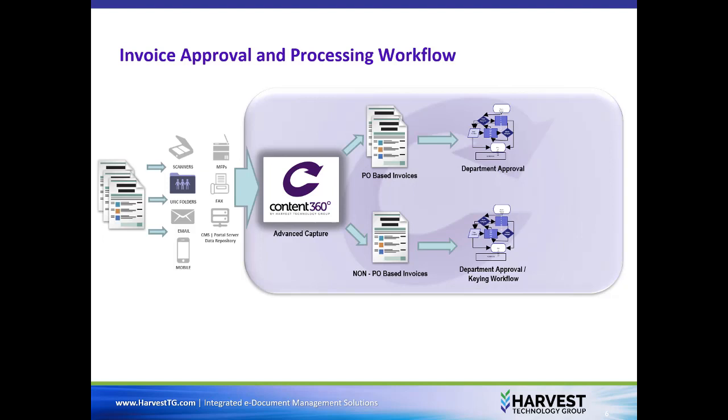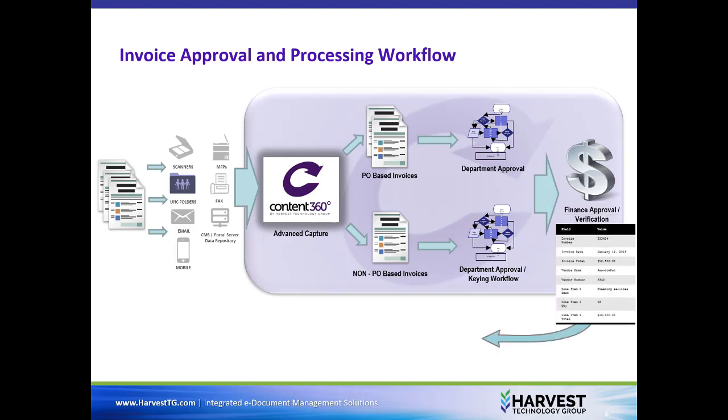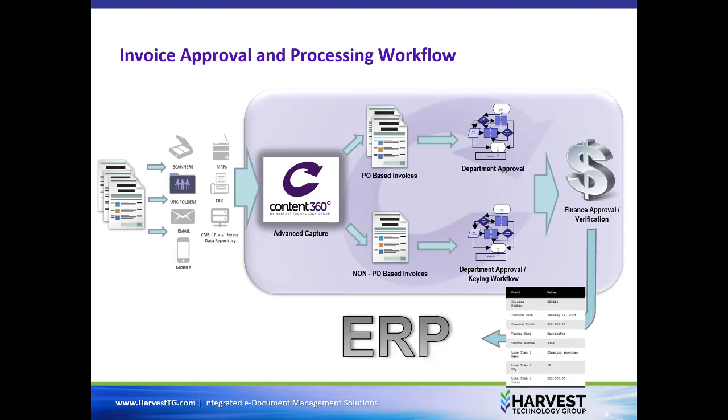Once the approvals have been received, the invoice can be routed back to the finance department for one last verification before Content360 will automatically feed the data into your ERP system. This means that AP users either never had to key data or only with a minimal amount of effort, and they never had to key into two different systems. This greatly increases the accuracy and efficiency in the process.